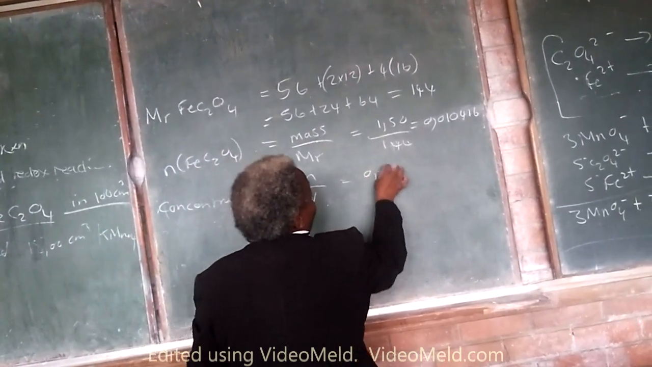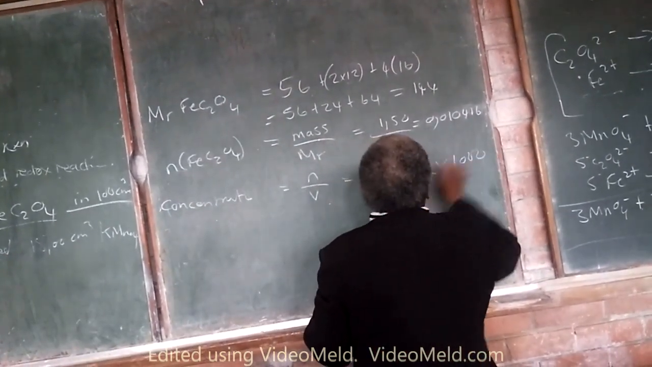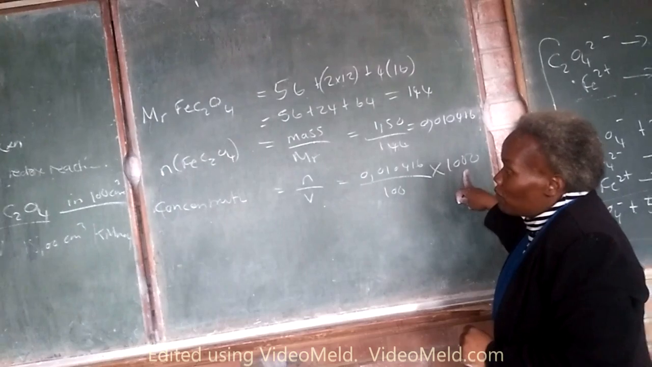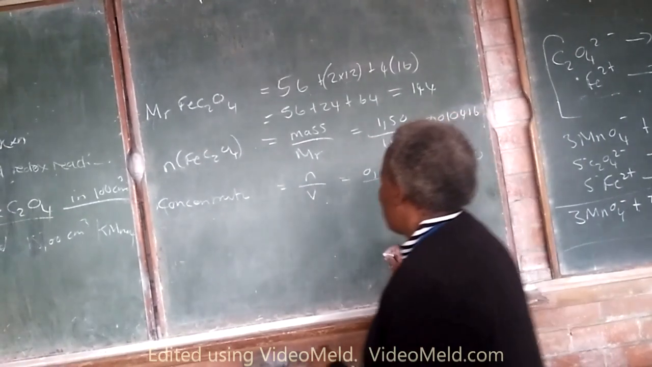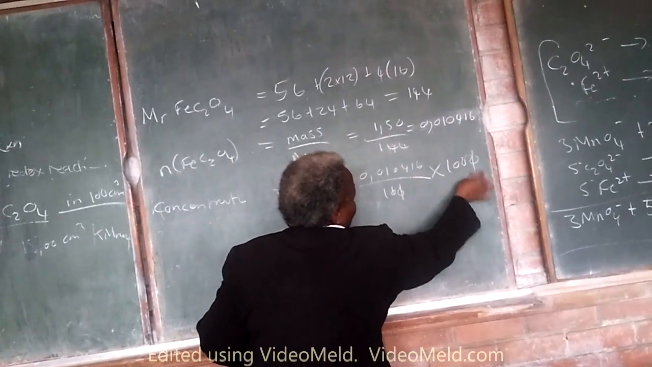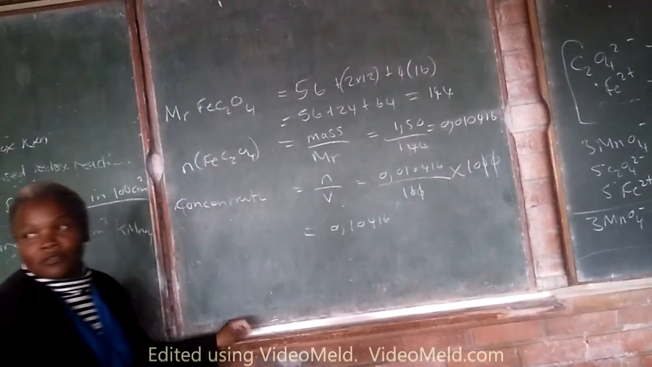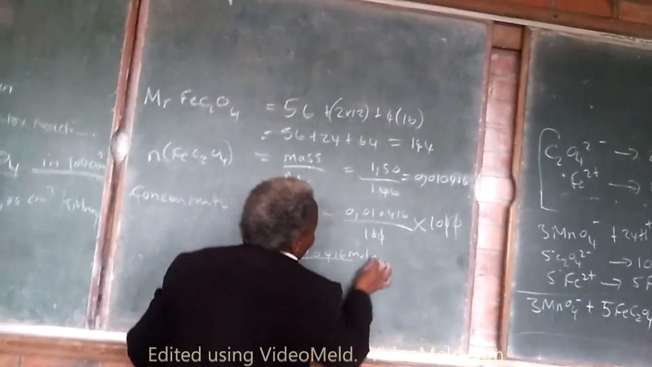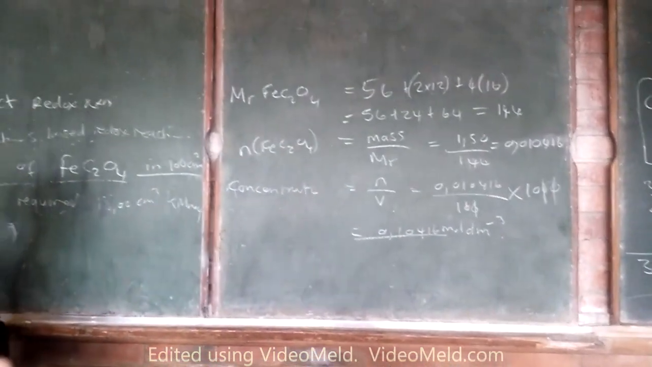So my moles is 0.010416. I divide by 100 and I multiply by 1000. This 1000 over 100 is for me to convert my volume from cubic centimeters to cubic decimeters. Please perform this calculation for me so that I get that. Okay, this is now the concentration, and this is moles per dm cubed. That's the concentration of my iron 2 ethane dioate. Now let's move on.